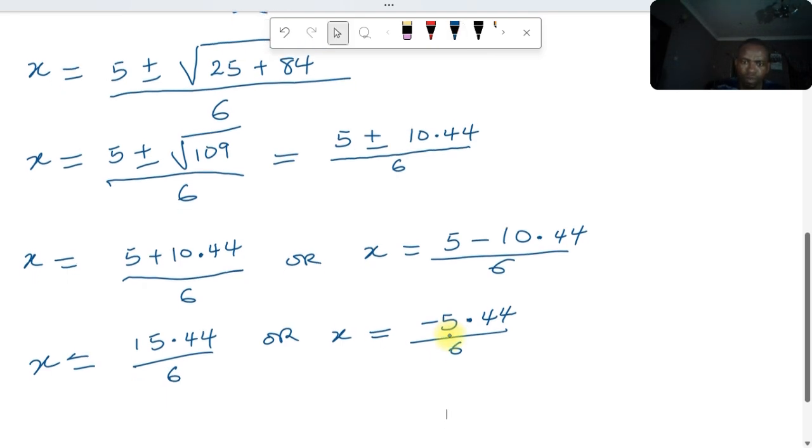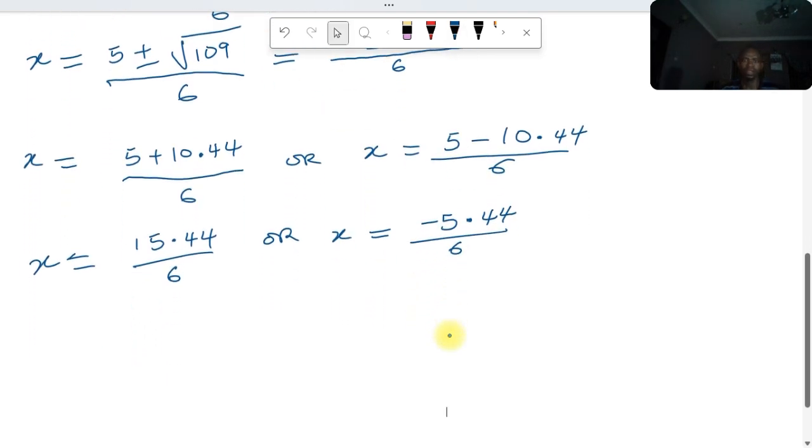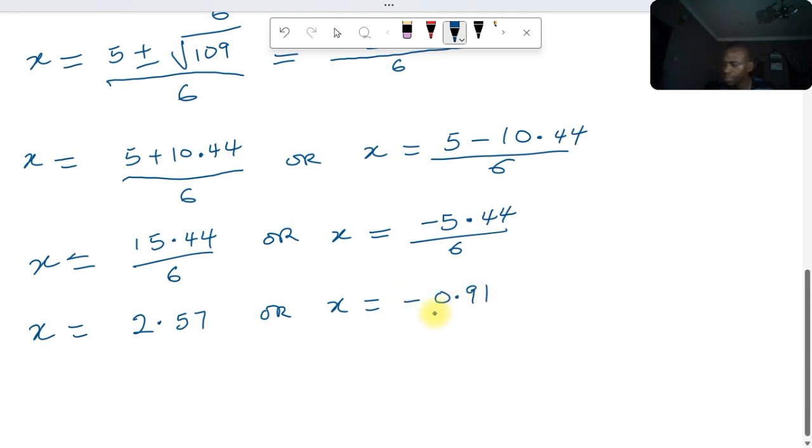So let's proceed. We are almost there. x equals, now if you use your calculator and divide, you will obtain 2.57, or you have your x to be negative 0.91, approximate value. This is the end of this exercise.